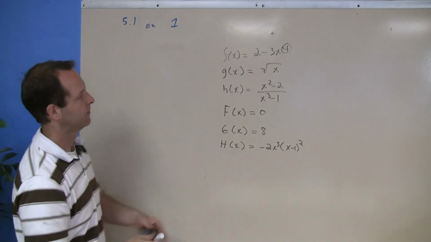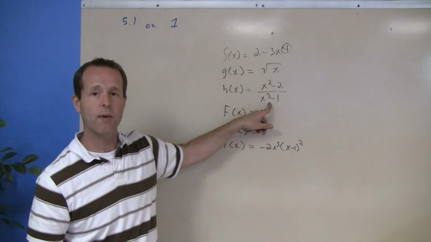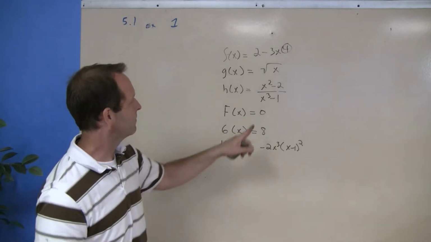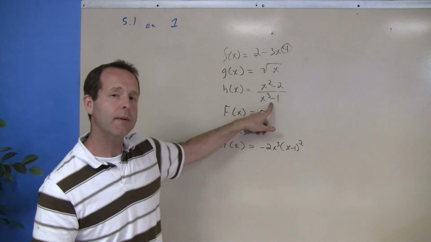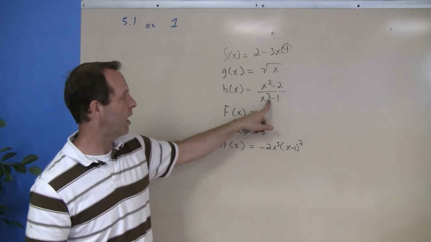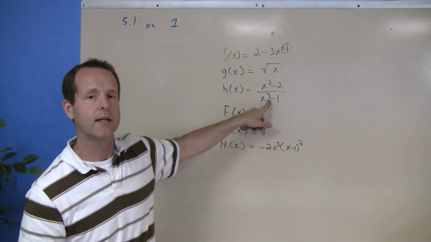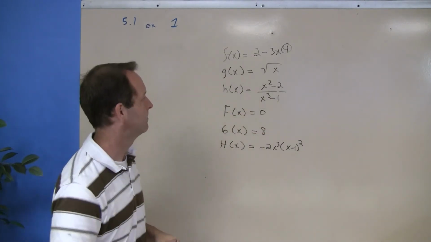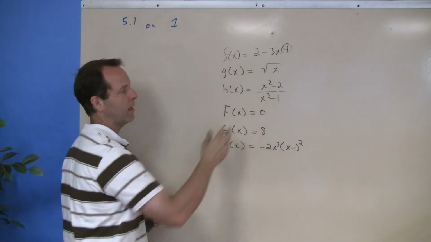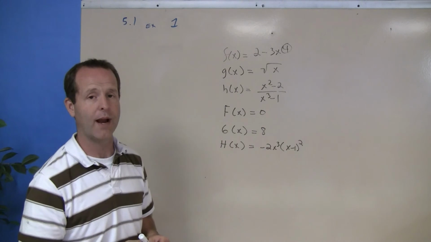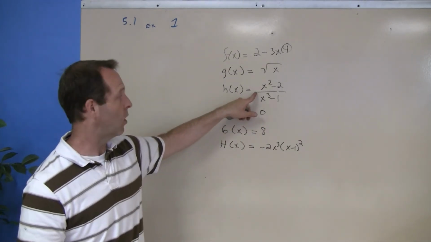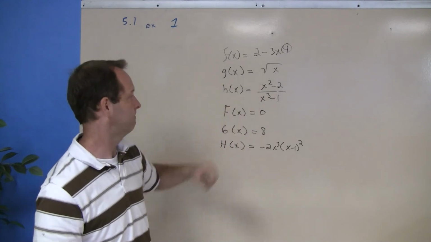h of x, x squared minus 2 over x cubed minus 1, that is also not a polynomial. It possibly could be a polynomial if this 3 in the denominator was a negative 3, because then that would have brought it up to the top. But since this is a positive exponent down here, this x cubed minus 1 will remain in the denominator of that rational expression. And so therefore, this rational expression, and most rational expressions, are not a polynomial.